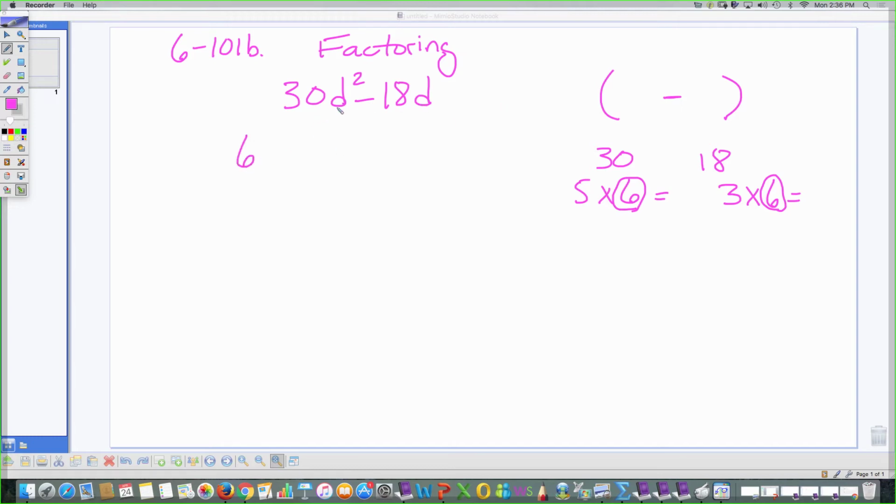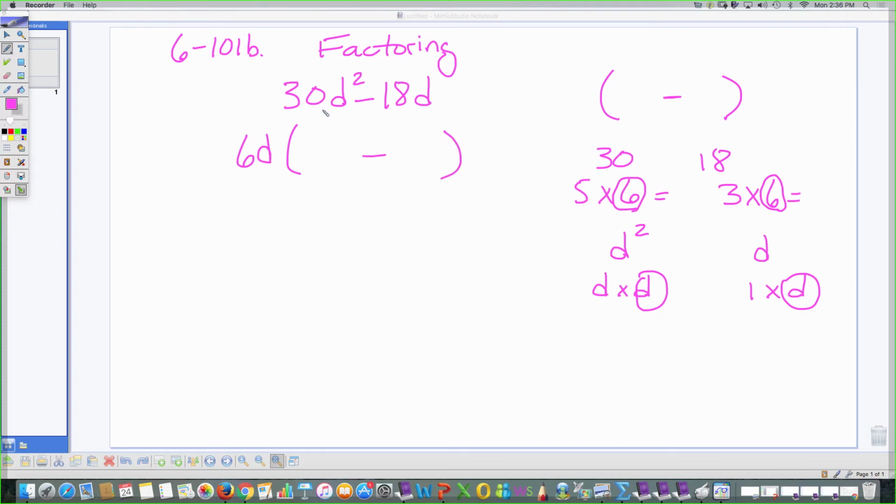And then we're going to look at the variables. So d to the second is the same thing as the factors, or d times d. And then the other factor with the 18 is just a plain old d, so that would be 1 times d. Okay, so our greatest common factor includes the d. So 6d, we got the number and the variable. That's our greatest common factor. We know we're going to have a minus sign inside here.